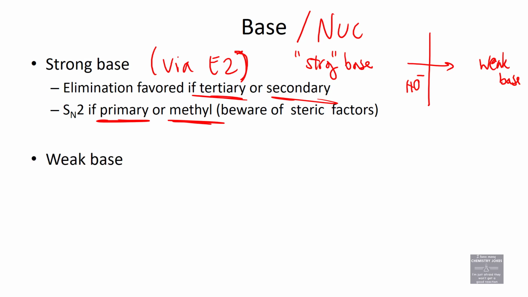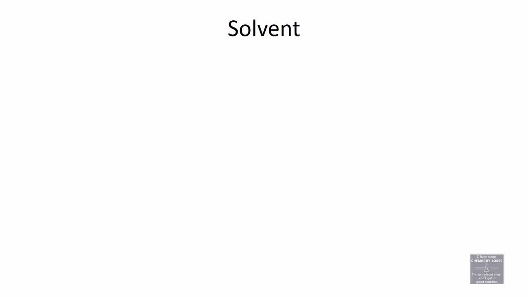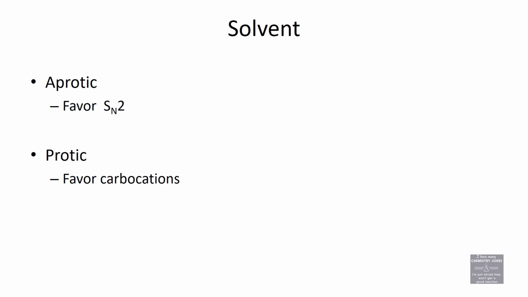So that's if you have a strong base. What if you have a weak base? We're going to make a carbocation if we have a weak base. Carbocations mean the one paths. That means SN1, E1. What about the solvent? If it's aprotic, that generally favors the two paths, but really SN2 is the fastest overall in an aprotic solvent, but E2 can be pretty quick in it as well. Protic solvents favor carbocations. That means the one paths again.